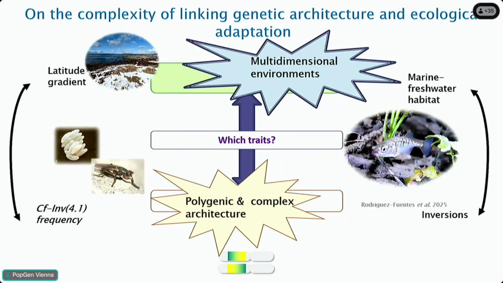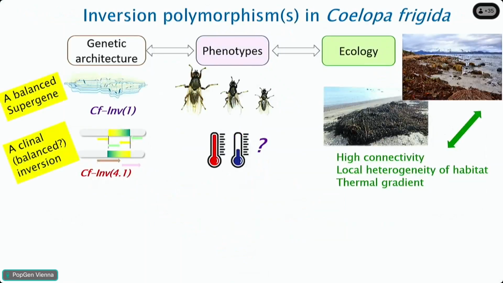And when you look at inversions, it's really a complex architecture. There are many genes around. And even here with the homokaryotypic lines, we did not control the background, so there's lots of noise around that. Yeah, but I would still like to know what traits are exactly affected, I have to say.